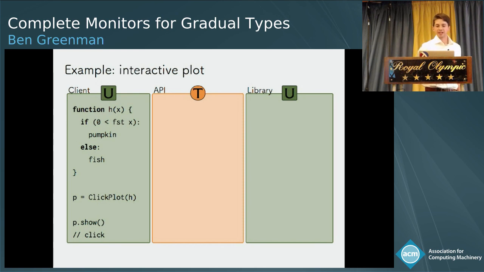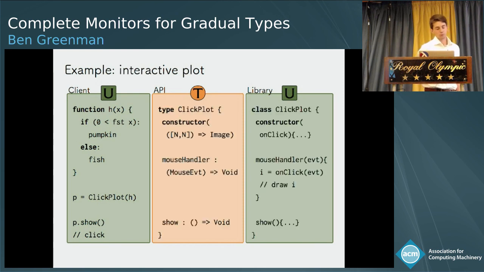H is expecting a pair of numbers, because the API in the middle says so. The API says you can interact with this thing called the click plot. It has a constructor that accepts a callback, and then when a mouse is clicked, that callback will be used to help draw an image. So this H on the left is waiting for a pair of numbers because it relies on the type in the middle. So when it gets the pair, we check the first element and then return an image.